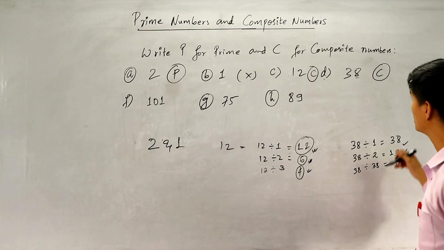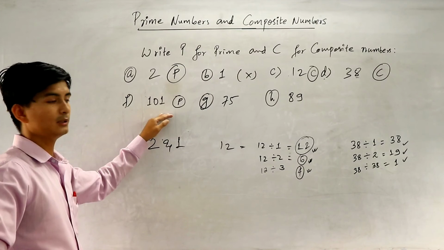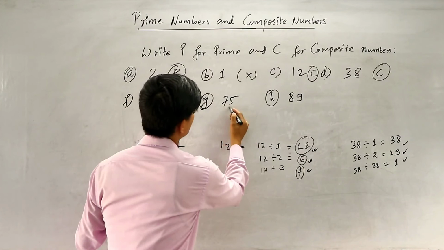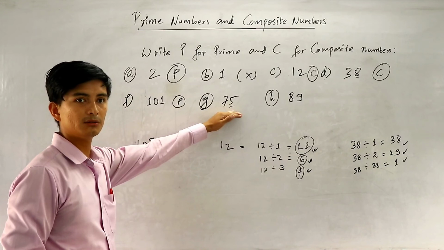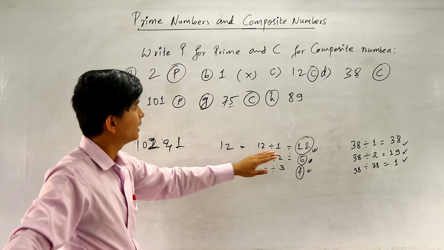Now, 101, it is a prime number because 101 is divisible only by 1 and the number itself. That's why 101 is also a prime number. Now 75: it is divisible by 1, and also by 5, right? So that's why it is also a composite number. You can also look at 75 this way: 1 times 75 is 75, and beyond those two factors, it is also divisible by 5.